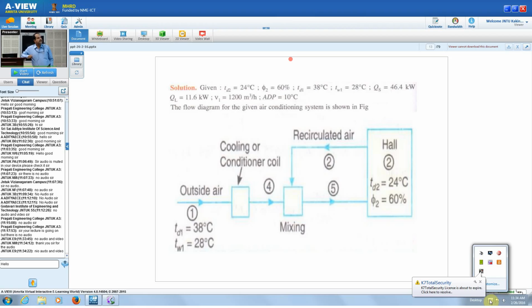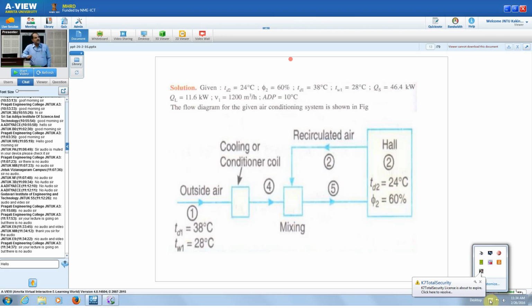Then in this given data, you can draw the line. This is the inner condition temperatures, that is 24 degrees DBT and 50% relative humidity. And this is the outdoor condition, 30 degrees DBT and 28 degrees relative humidity. And it is the recirculating air, and then the fresh air is outside.